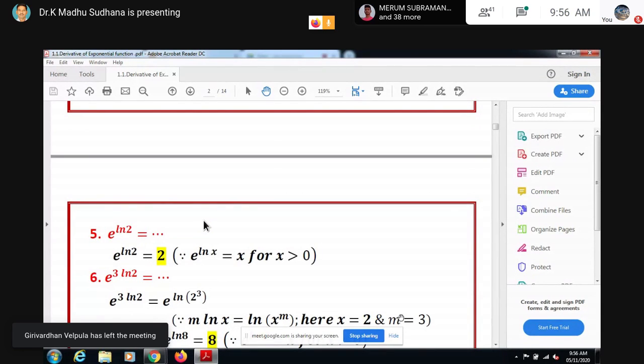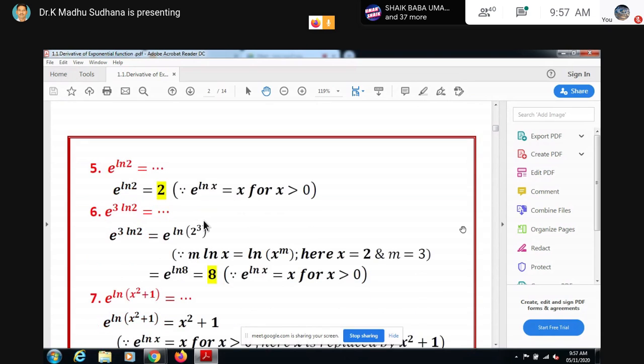Similarly, the next formula, e power log x equal to x, which we have seen. Based on this formula, let me show some more examples. e power log 2 equals 2 only. Now e power 3 log 2, observe carefully. e power 3 log 2 can be rewritten as e power log 2 cubed. 2 cubed means 8. That is e power log 8, which equals 8 only.